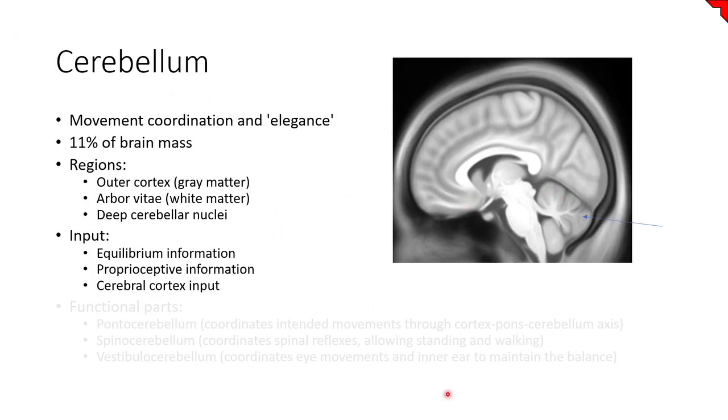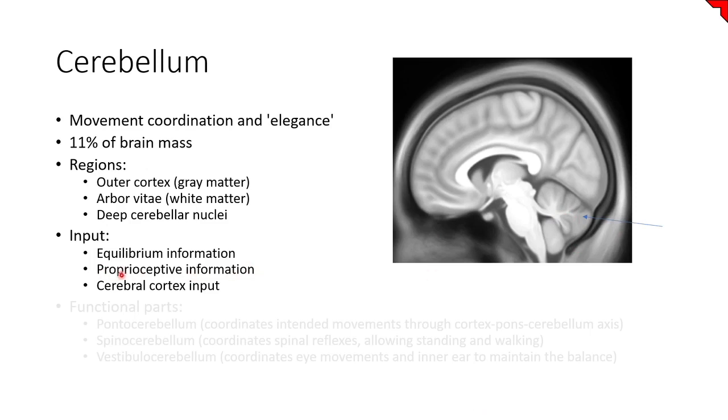Then, as one of the last subcortical structures, the cerebellum, which is actually the so-called little brain, and also has sort of a structure of a brain on its own. So this has an outer cortex with gray matter, an inner cortex called arbor vitae with white matter, comprises about 10, 11% of the brain mass, and its most basic function is movement coordination. It also has a lot of different functions, but this is the most important one.